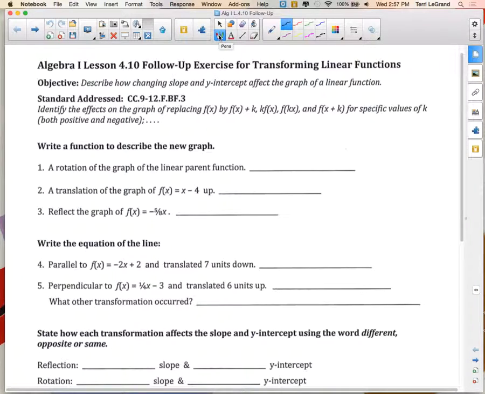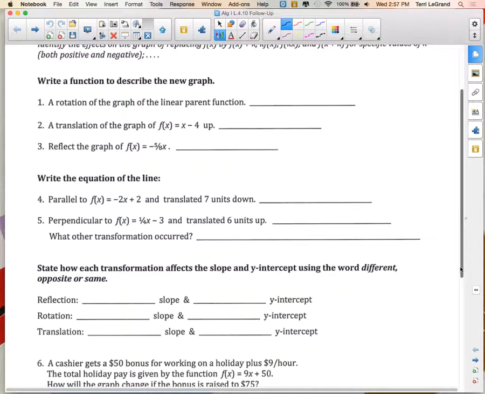So if we learned anything yesterday, we should be able to take the knowledge we learned and apply it here on this follow-up exercise. In numbers 1 through 3, you were supposed to write a function to describe the new graph. So we have a rotation of the graph of the linear parent function. Basically they're saying that the linear parent function is the one that's going to get transformed. So it's our f of x.